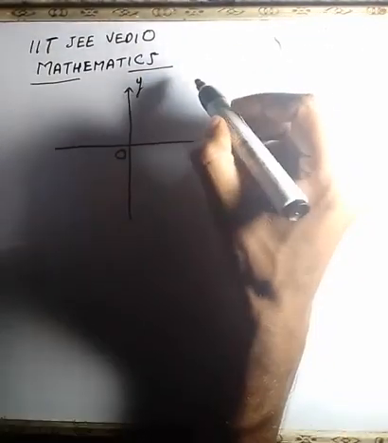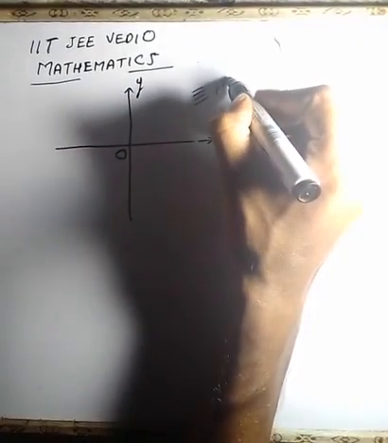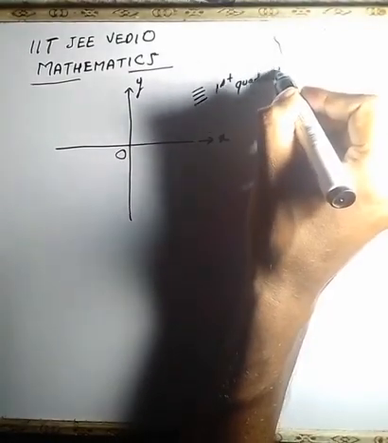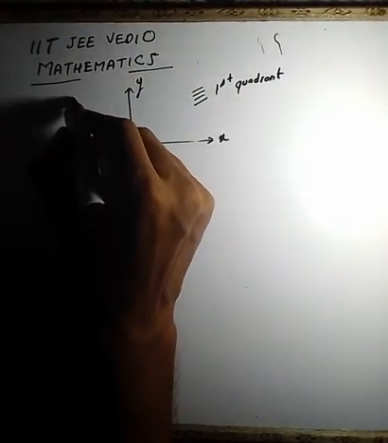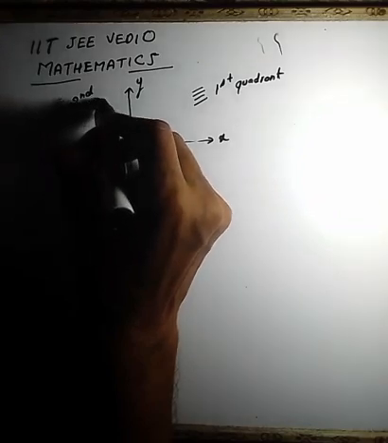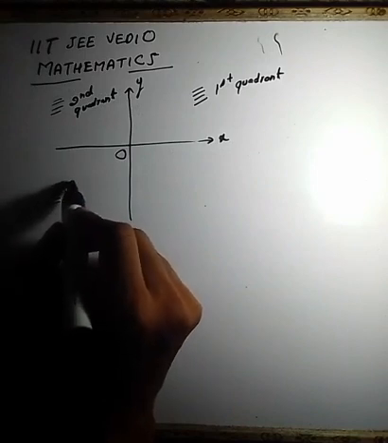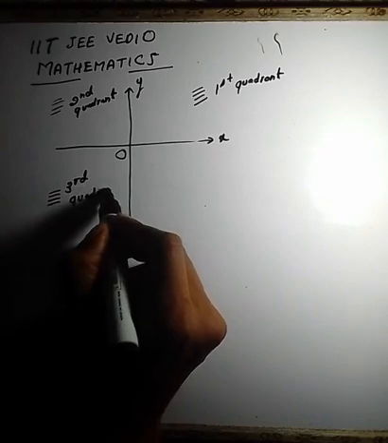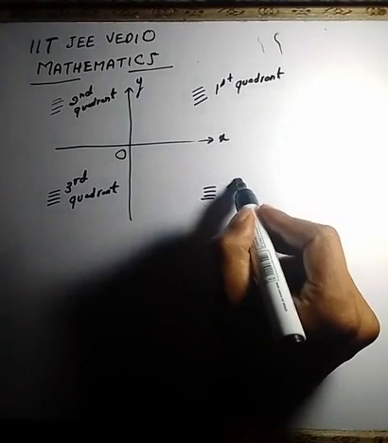So this space we call first quadrant. This space we call second quadrant. This space we call third quadrant. And this space we call fourth quadrant.